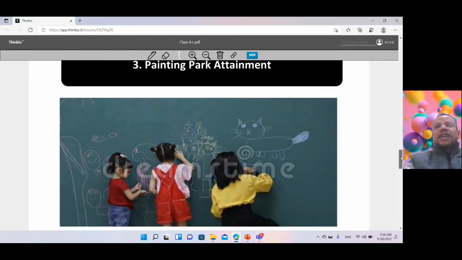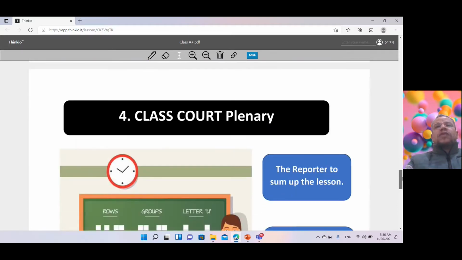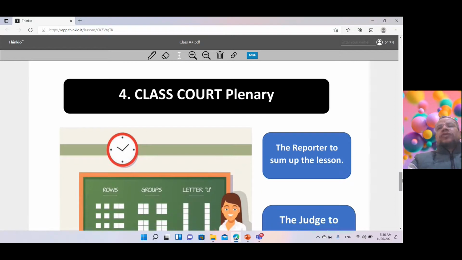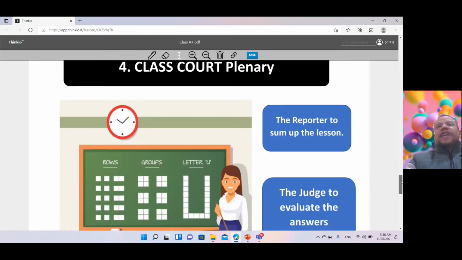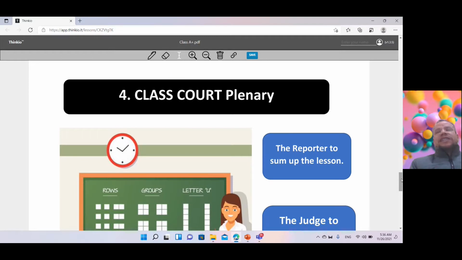Painting Park Attainment. What about number 4? Number 4 is Class Court for plenary. When you finish the class, 7 minutes before the end, you have to make a plenary, a revision or summary for the class. So what to do without internet?